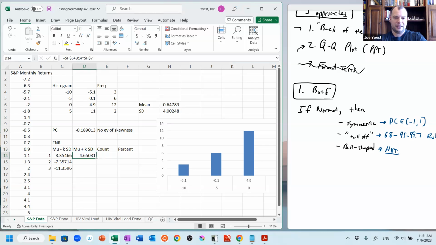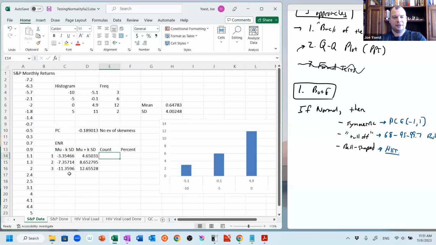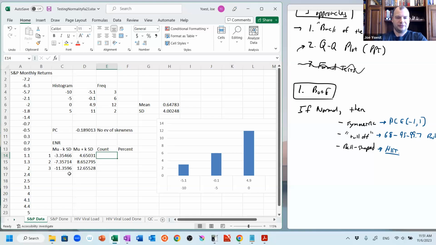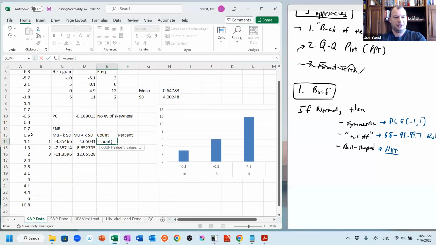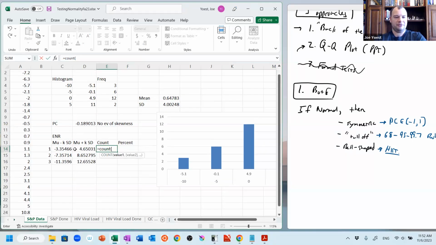Oh, and again, I'll drag those down, just double check, and it looks like everything worked out right. And here I'll just count. I've already sorted them in order, so I want to count everything from negative 3.35 up to positive 4.65. So starting here and going up to there. This will just give me the number of data points that are within 1 standard deviation of the mean.